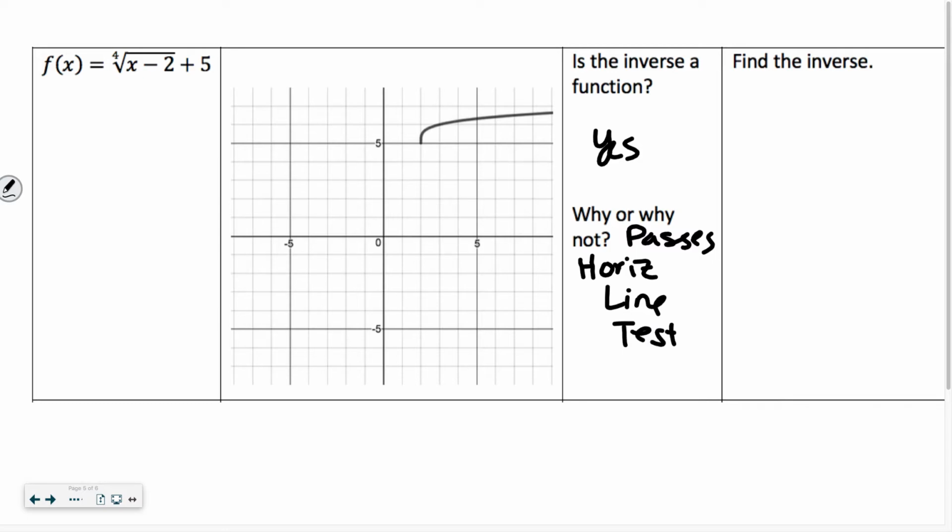Find the inverse, so I'm going to switch x and y. x equals the 4th root of y minus 2, plus 5. The algebra part of this, finding the inverse, should not be the hard part about today. The hard part about today is, do you have to do anything with domains? So I want to solve for y. I'm going to have to subtract the 5 first.